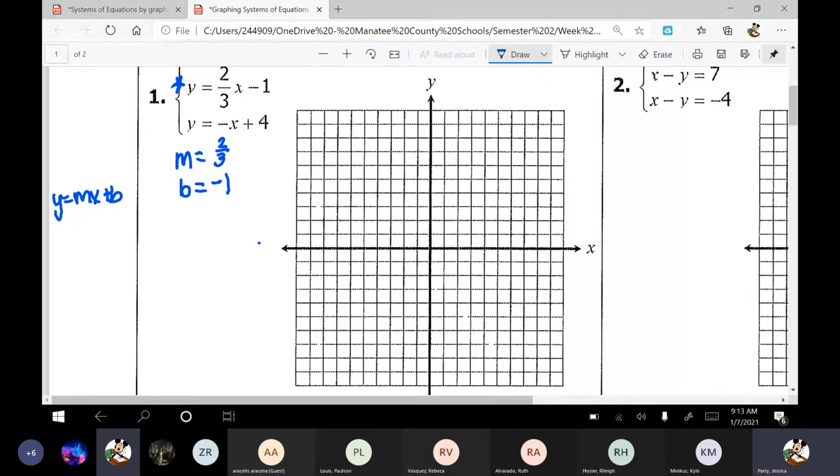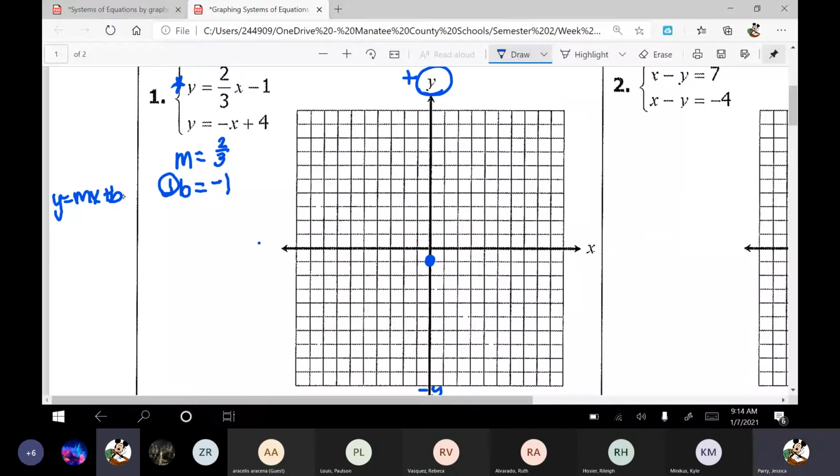And when you're graphing slope-intercept form, y equals mx plus b, in case you forget, the first thing you put on your graph is b, your y-intercept. That goes on the y-axis. That's the line that's going up and down. And our y-intercept for number 1, our first equation, is -1. We have our positive y's up top and the negative y's down below. So here's my y-intercept of -1.